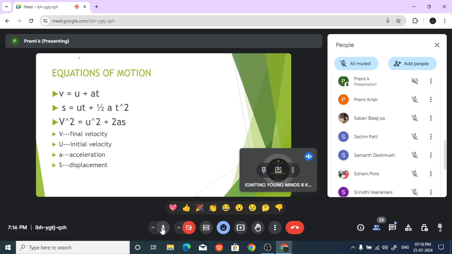So if nobody is ready to read, I will read. V equal to U plus AT: final velocity equal to initial velocity plus acceleration into time. S equal to UT plus half AT square: displacement is equal to initial velocity into time plus half into acceleration into time square. Then V square equal to U square plus 2AS: square of final velocity is equal to square of initial velocity plus 2 into acceleration into displacement. Okay. So these are the things you should keep in mind.